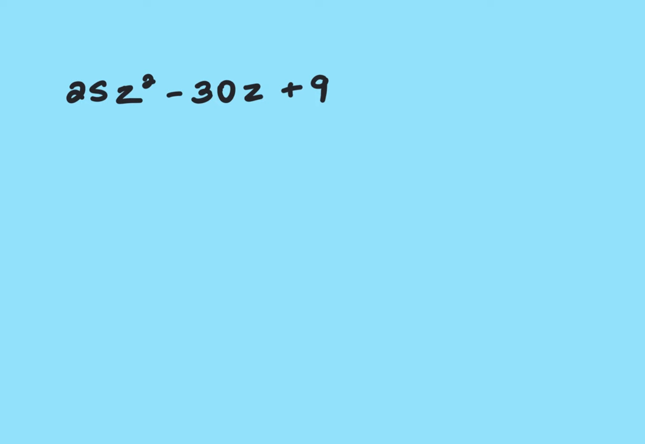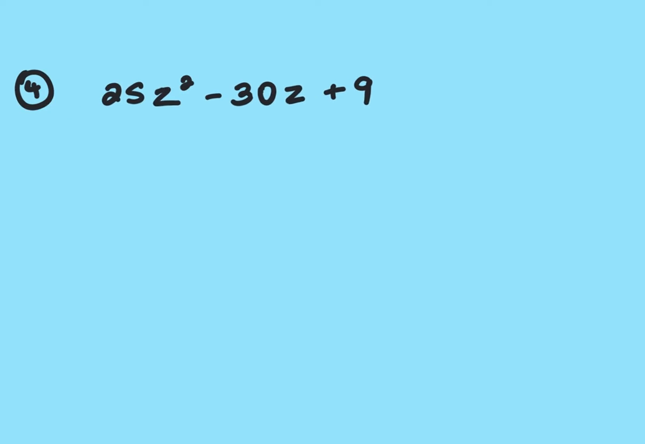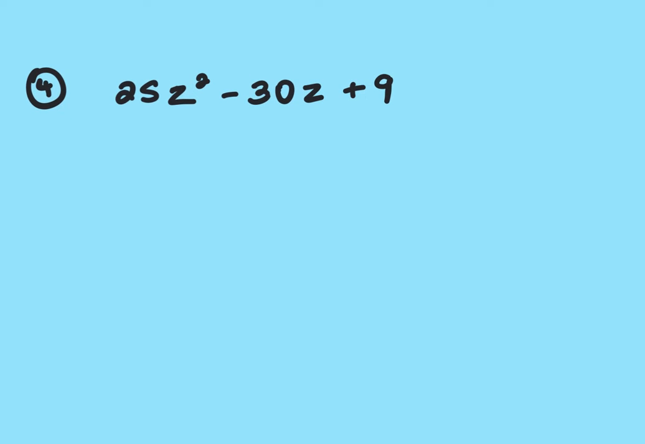All right, so what number was it? This was 4 from the homework. Okay. The first thing, obviously, you want to look for is, can you factor something out? There's nothing that goes in all 3 terms.